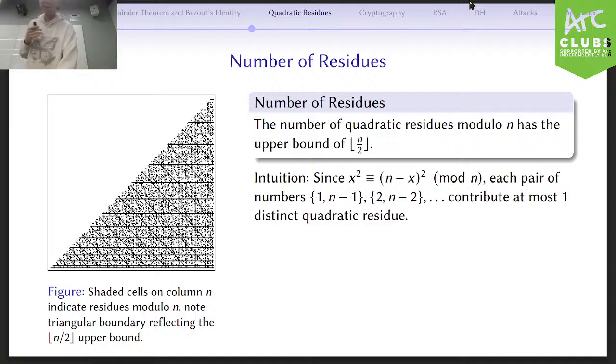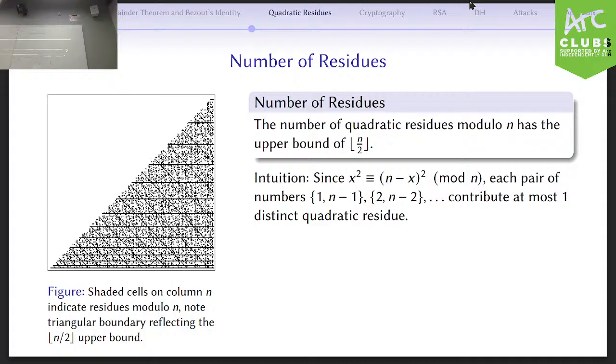And here's a little diagram I yanked off Wolfram Alpha. It's kind of like a table of sorts. If you look at the columns, the columns are kind of like n modulo n, right? And for each row, it's shaded if that number is a possible quadratic residue.